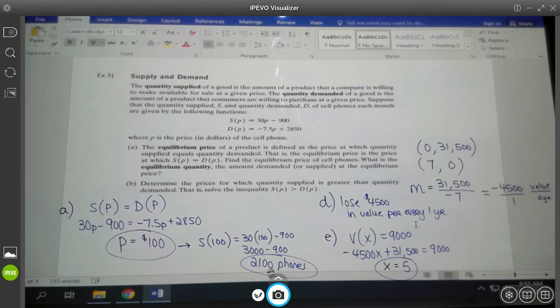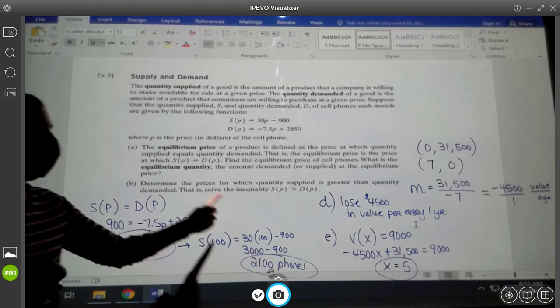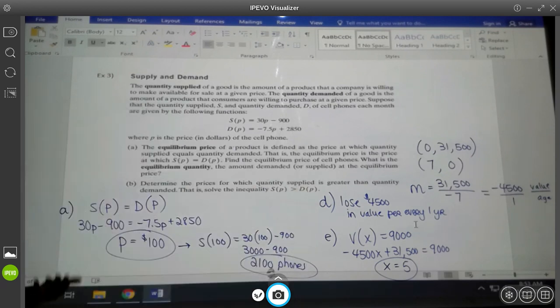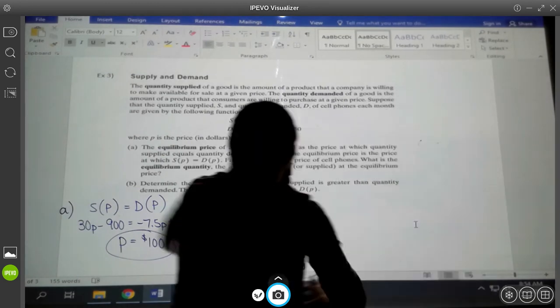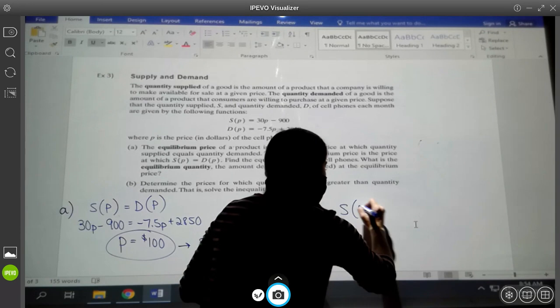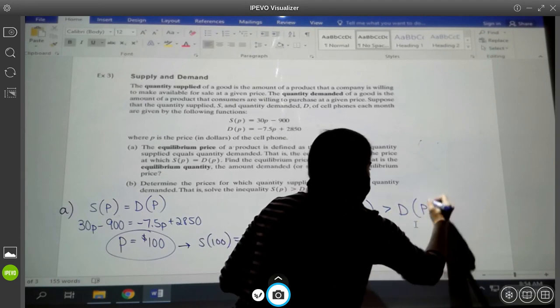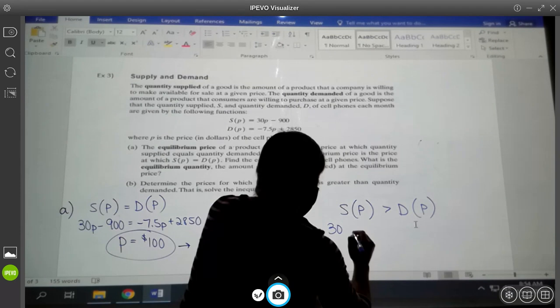All right, the last thing, it says determine the prices for which quantity supplied is greater than quantity demanded. A company wouldn't want to do that. They don't want to supply more than is actually in demand. So they're going to want to know the price of a phone where their supply will be more than the demand. That's bad for the company. So they ask you now to find where S of P is greater than D of P. So when is 30P minus 900 greater than negative 7.5P plus 2850? Well, guys, you are solving an inequality now, so just be careful if you had to divide by a negative number. But we already solved this over here, right?